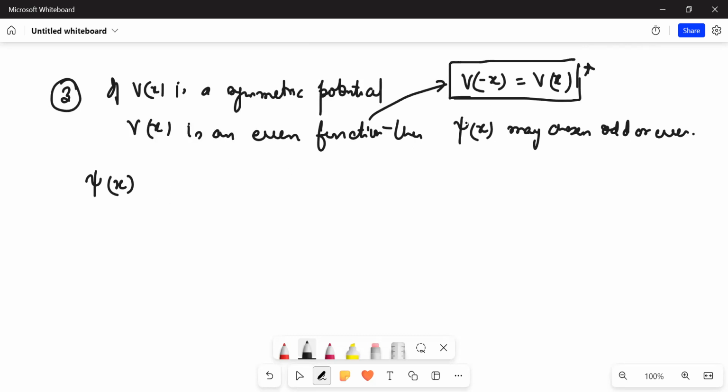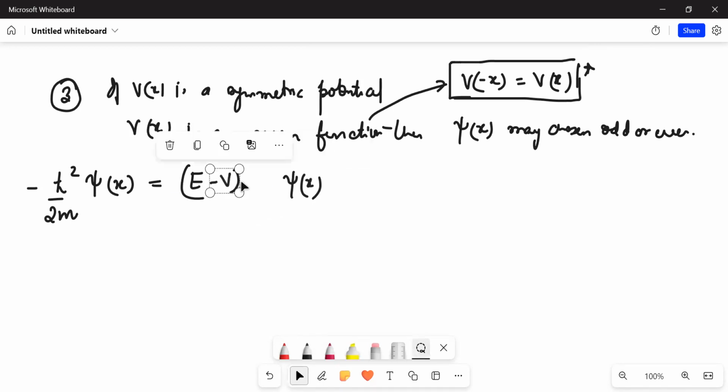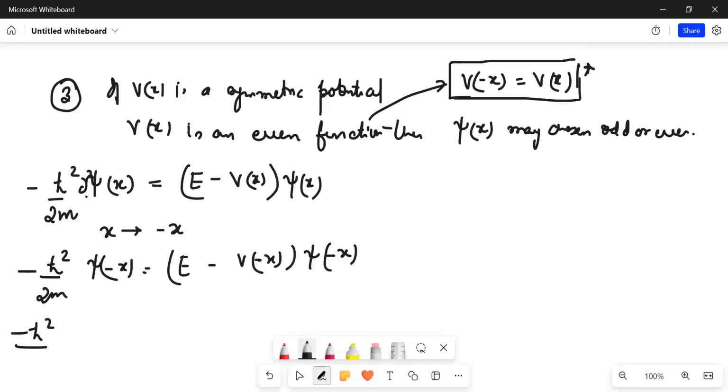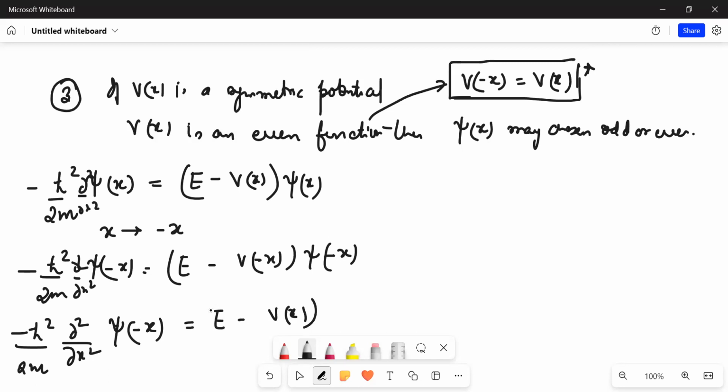Okay, so if V(x) is an even function, then V(-x) should be equal to V(x). Now the differential equation, which is the Schrödinger equation, minus h-bar squared upon twice m del squared psi(x) plus V(x) psi(x) should be equal to E psi(x). I'm going to write this way so that you don't get confused. Now, instead, I get minus h-bar squared upon twice m del squared psi of minus x plus V of minus x psi of minus x is equal to E psi of minus x. Since V is an even function, V of minus x remains V(x).